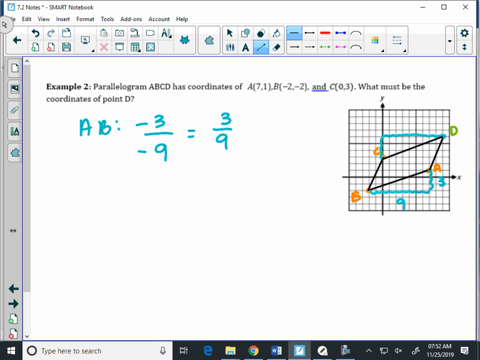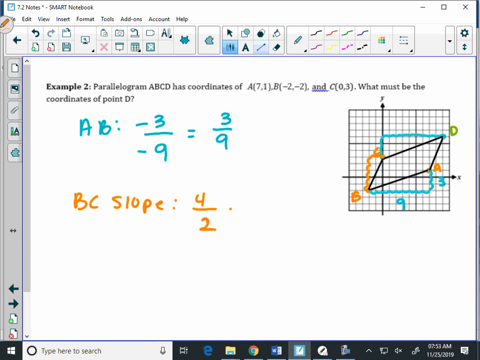You can check your work because CB is supposed to have the same slope as DA. So just double check that. Let's find the slope of BC. What's its rise? We went up how far? We went up 4. How far over did we go? And that equals 2. We went up and right, so it will be positive slope.